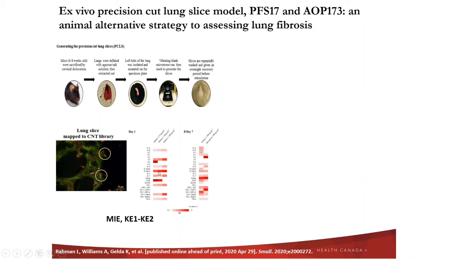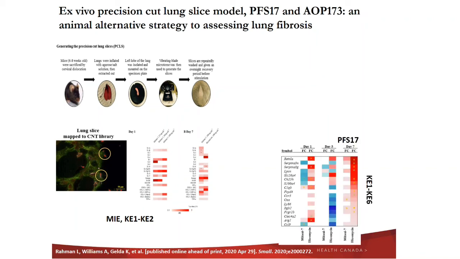Then we also looked at induction or expression of several pro-inflammatory mediators using bioplex assays, and this little heat map shows that several pro-inflammatory mediators are expressed following exposure to Mitsui-7 as early as day 1 post-exposure, and continue to be expressed after day 7 post-exposure, and are also induced in bleomycin-exposed lung slices, showing that KE1 and KE2, which describe the inflammatory events in the AOP173 for lung fibrosis, are induced in the lung slice.